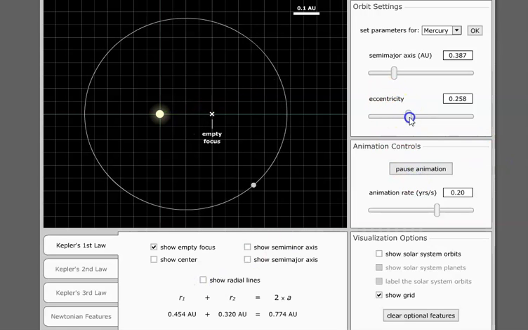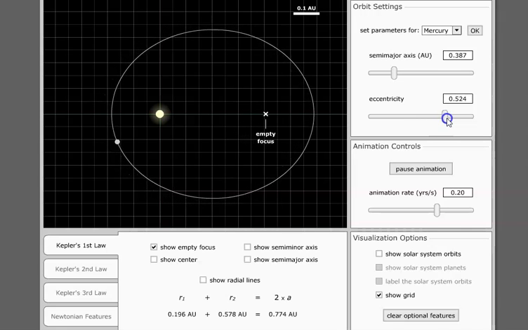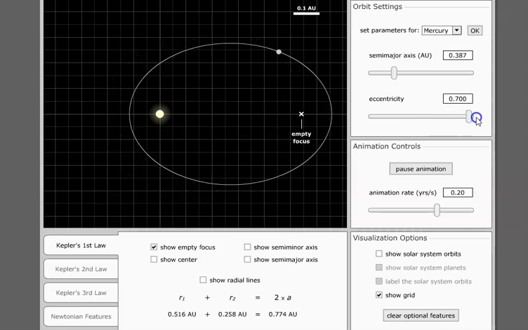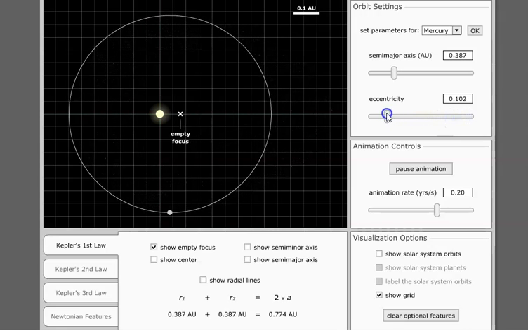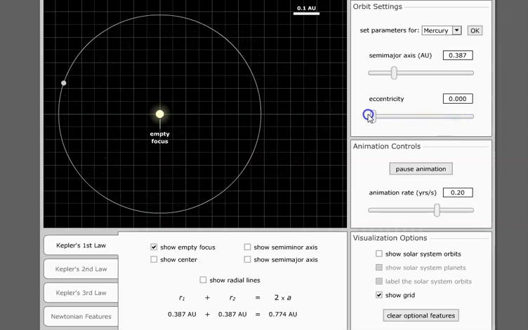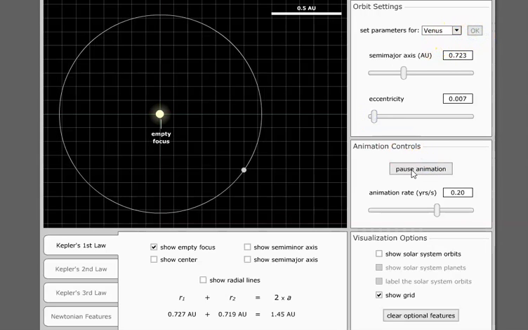For the eccentricity, the more eccentric an orbit becomes, the flatter it becomes. And at 0, we get a circular orbit. The orbit of Venus is nearly a perfect circle.